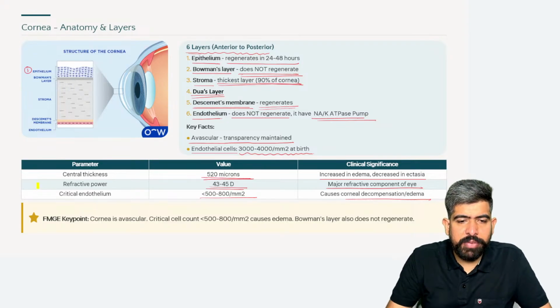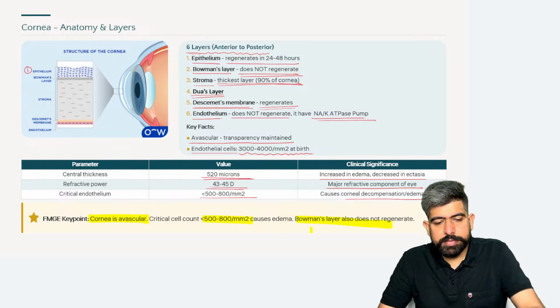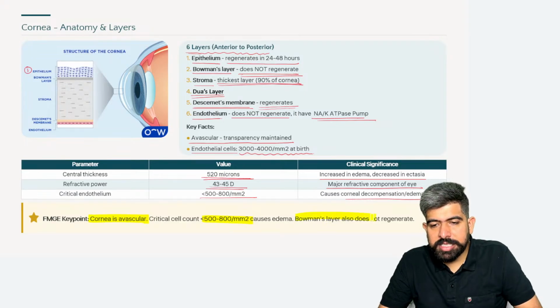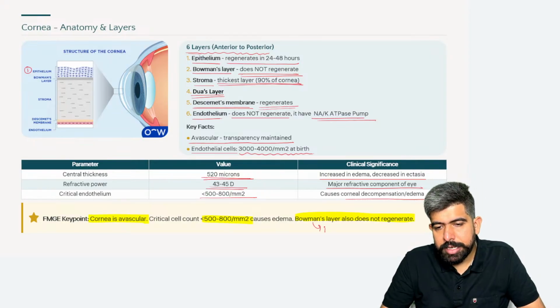Now, what is the FMG key point saying? The cornea is avascular, as we already talked about, and the critical cell count of less than 500 to 800 per mm square causes edema. And remember, Bowman's layer also does not regenerate, and yes, the endothelium also does not regenerate. Bowman's and endothelium.